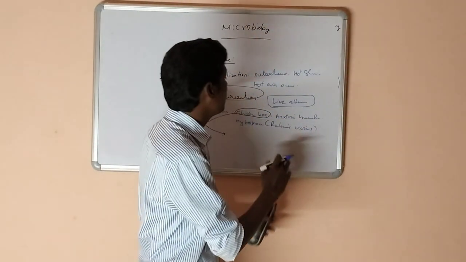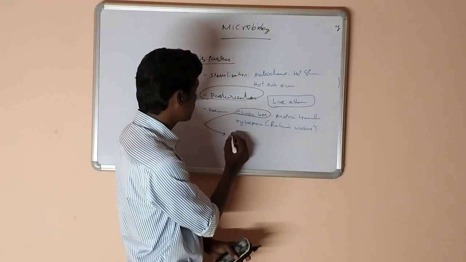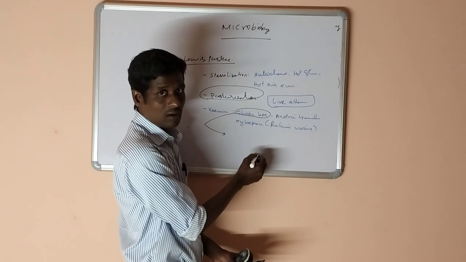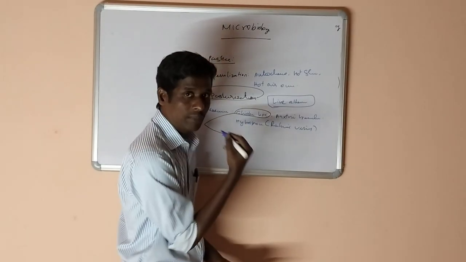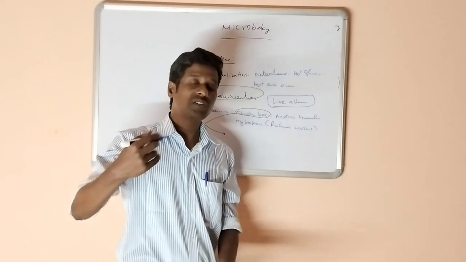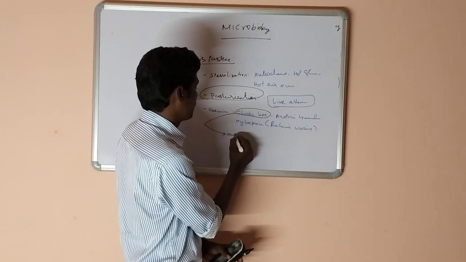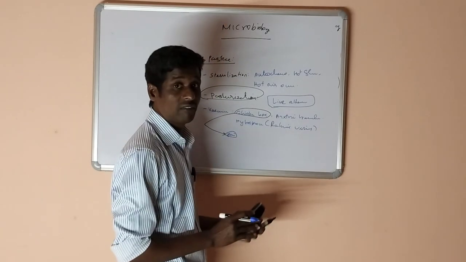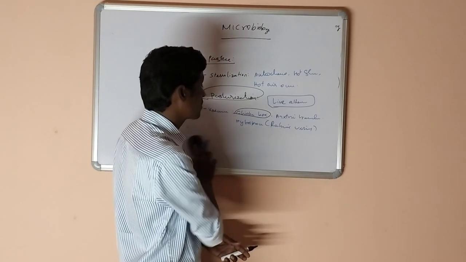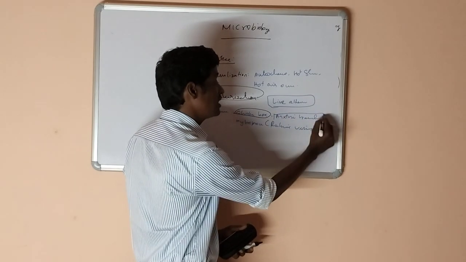Now, live attenuation, he discovered. After that, the bird that he inoculated with the attenuated culture did not develop any disease, even when challenged with the same pathogenic strain. So he coined that term as vaccine. Already the term vaccine was coined by Edward Jenner, and he introduced it more widely.